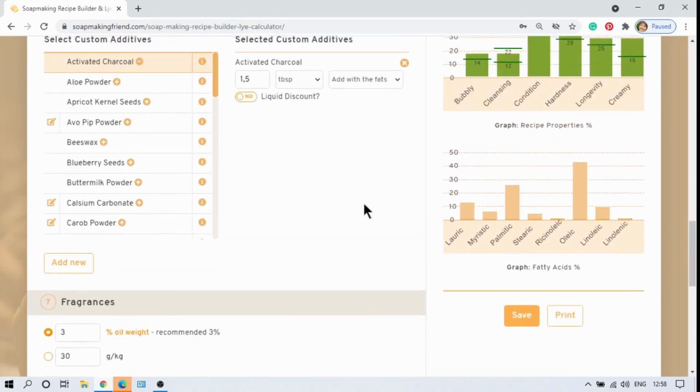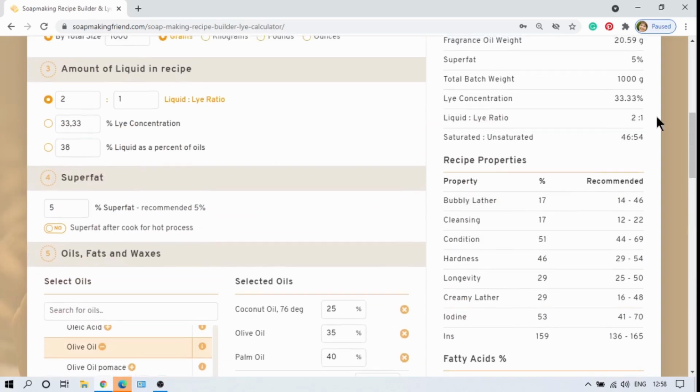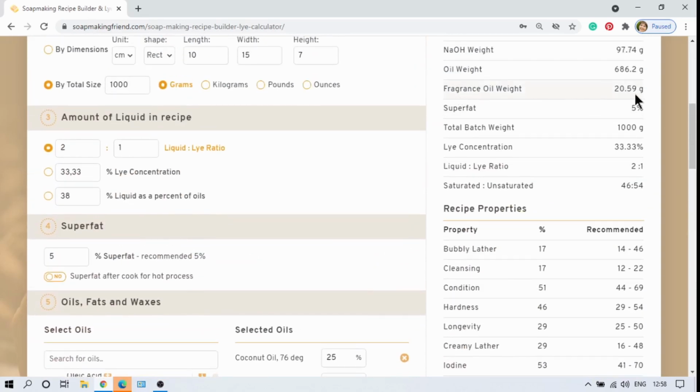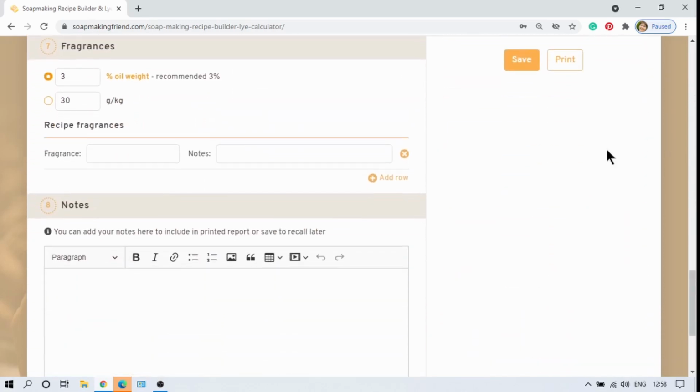If it's 3%, you can go back to the top here, and then you will see here fragrance oil weight. It calculated it for you. 3% is going to be 20.59 grams. So if you change it at the left hand side, it's going to change it up there as well.